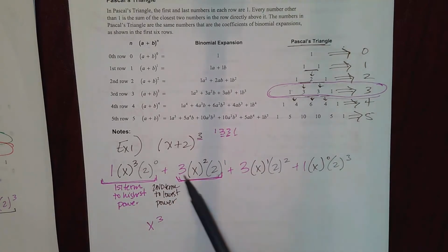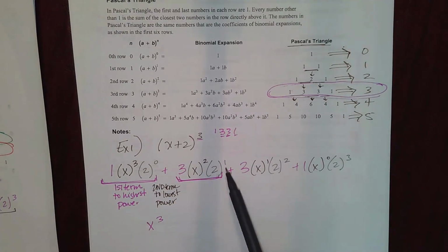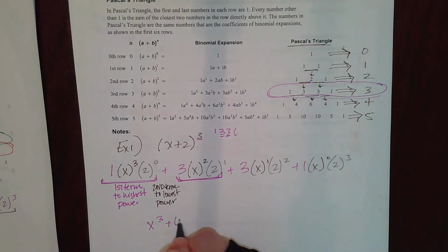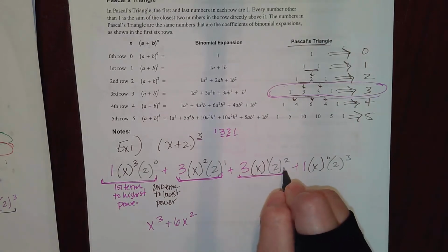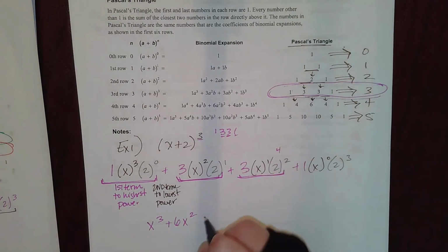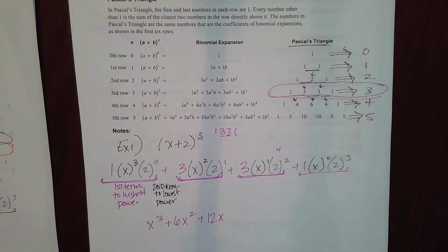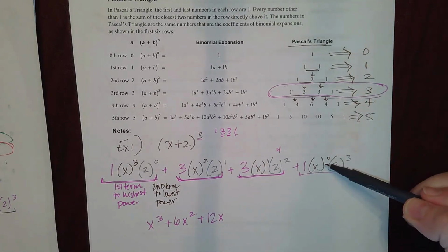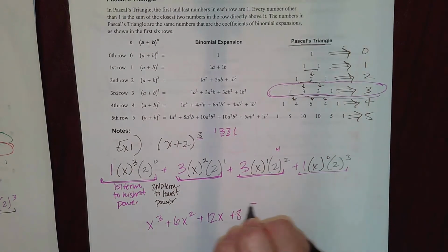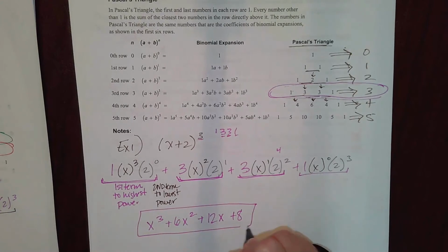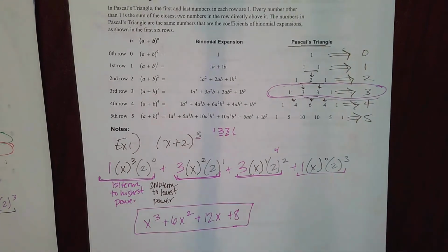This one, I have 3 times x squared times 2. So that would give me 6x squared. And then this one gives me 3 times x times 4. So that would give me 12x. And then this one, since the x is to the 0, that just gives me 1. So this would be 2 cubed, which would be 8. So this is how I would expand that polynomial.